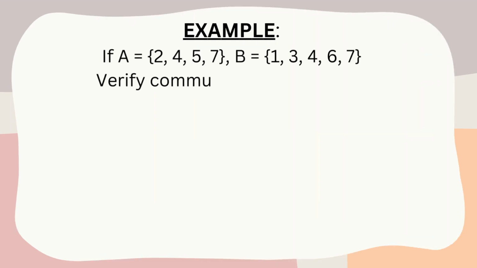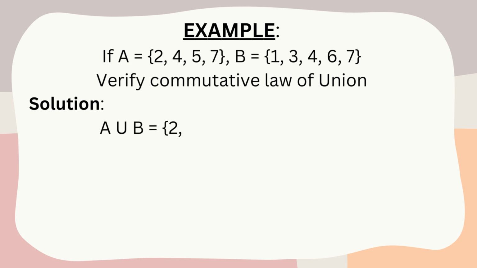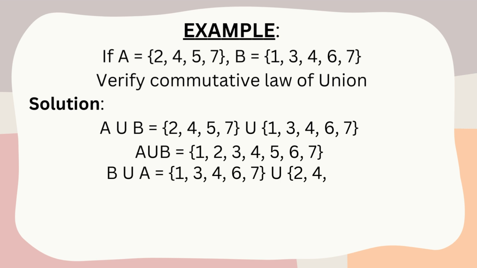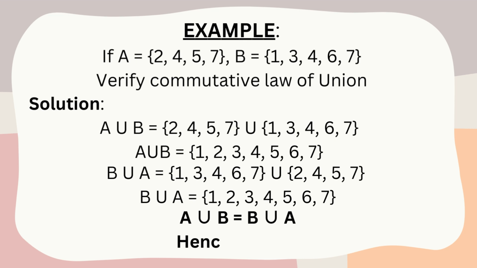Set A with elements 2, 4, 5, and 7, and set B having elements 1, 3, 4, 6, and 7. To verify the commutative law of union, we first do A union B, which is combining the elements from set A and set B, resulting in 1, 2, 3, 4, 5, 6, 7. B union A would also be 1, 2, 3, 4, 5, 6, and 7. Hence, this verifies that the commutative law of union is true: A union B is equal to B union A.